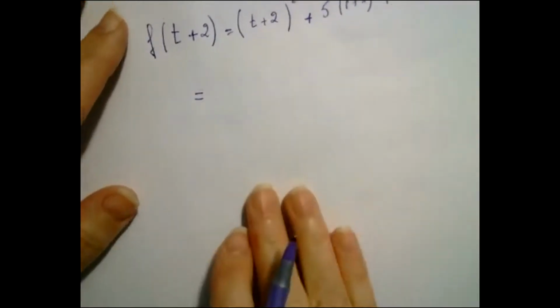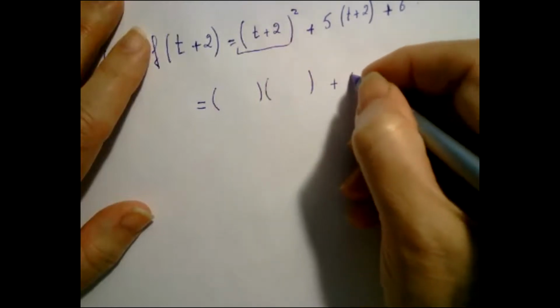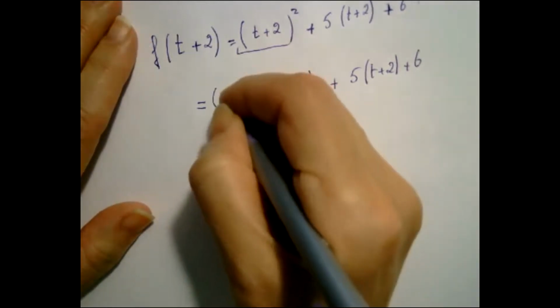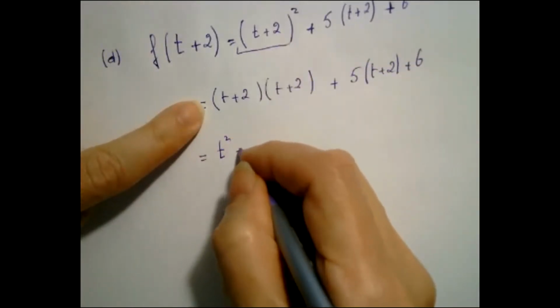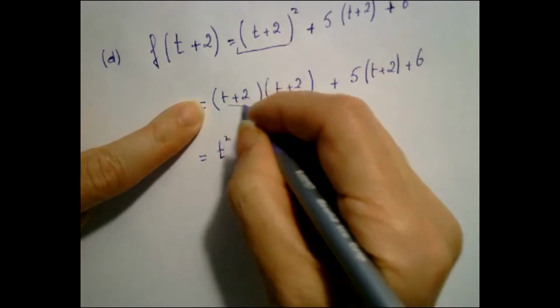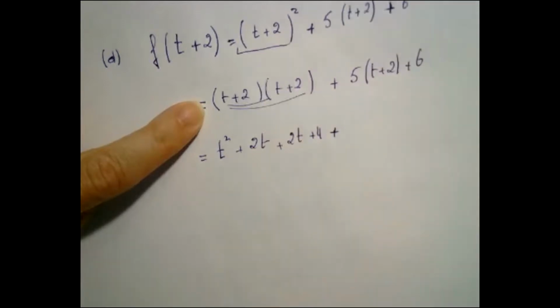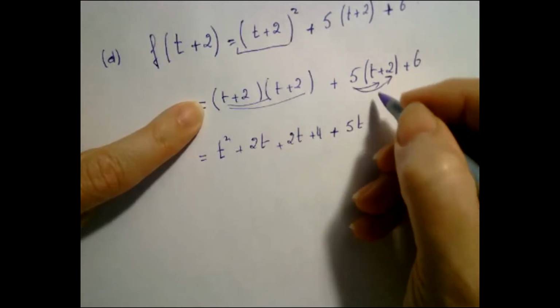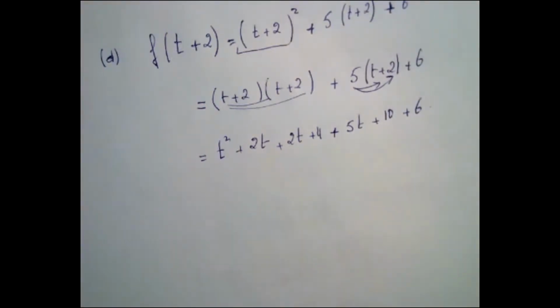So what's f of t plus 2? Again, try to be slow. This is squared. I'll do it one more time. It means this time that. Okay, so, and t plus 2. It's going to give me t squared plus 2t. So again, I'm redoing the problem. Plus 2t plus 4 plus 5 times t. Now I distribute. And when you distribute everything, plus 5 times 2 plus 6. Okay?